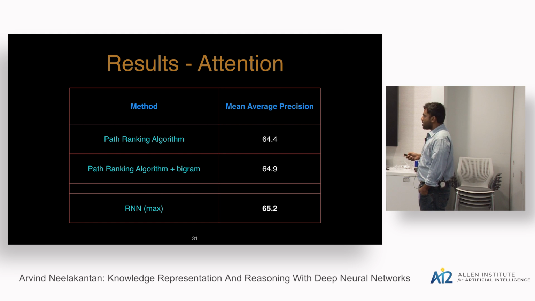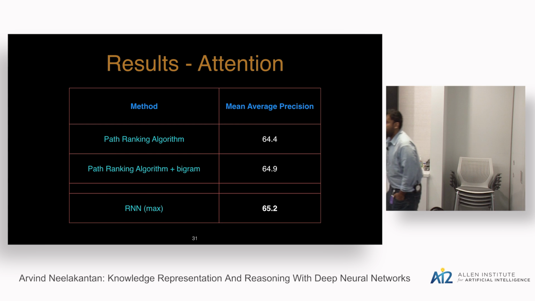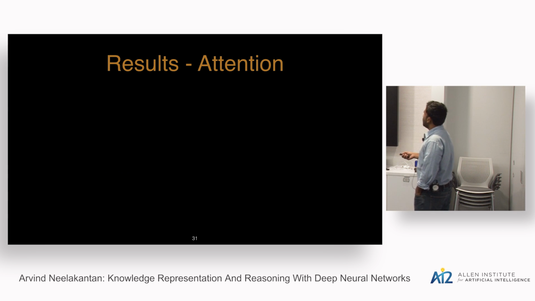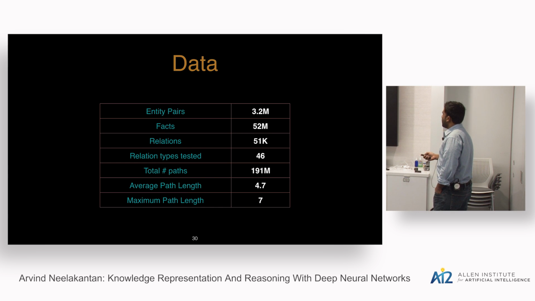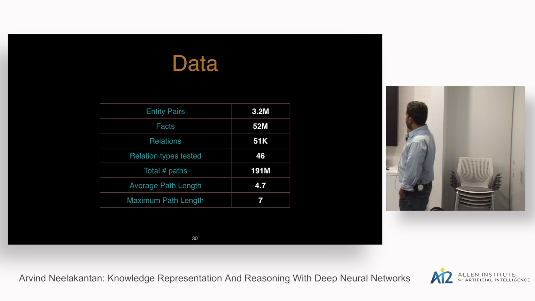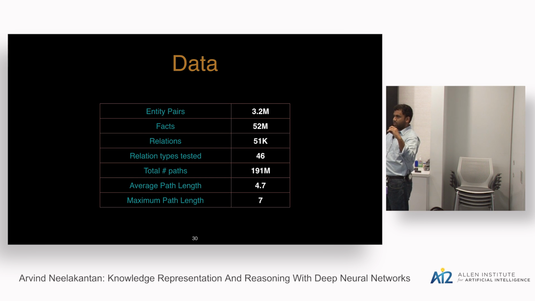Explain to me what the test set looks like? Sorry? You mean how we constructed the test set? Sure. The data set is basically: you want to predict missing relations. So you hold out 46 relations, for example, from Freebase. These were randomly chosen. And we collected paths connecting entity pairs that are present in this relation. This is done by a random walk algorithm. I used code from Matt Gardner.